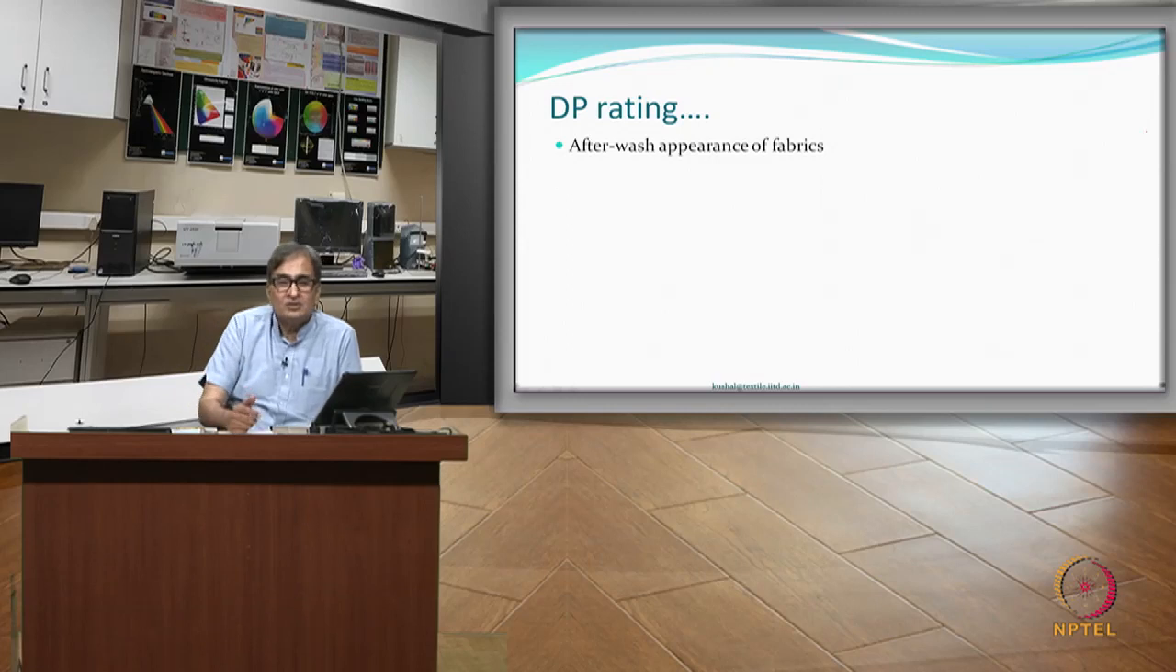Let us say after 5 washes. Which kind of washes? The washes could be hand wash, the wash could be machine wash, but that would depend on a client. For example, they will tell, well, we would like to see your DP rating after, let us say, X number of washes, and we will then buy your fabric or not buy your fabric. So, that is the limitation that somebody can put.